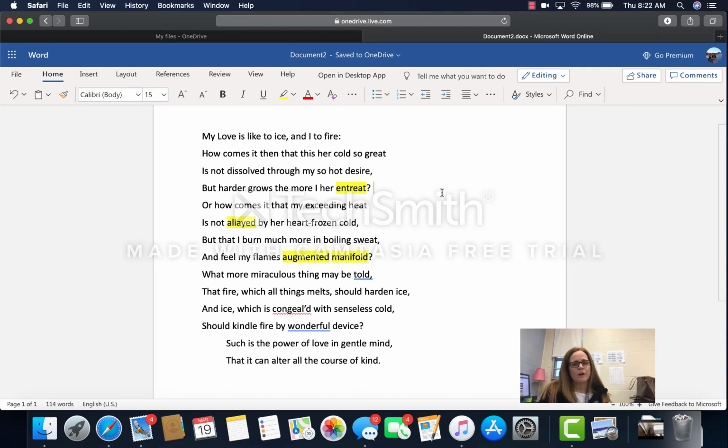And then we have our couplet, okay? Remember, the couplet are the last two lines of a sonnet, and it kind of sums up everything, concludes everything, answers any questions. So this couplet: such is the power of love and gentle mind that it can alter all the course of kind. And I think line 14 is the key here. It's saying basically love can alter the universe. Love can change the dynamics of what you think should and will happen.